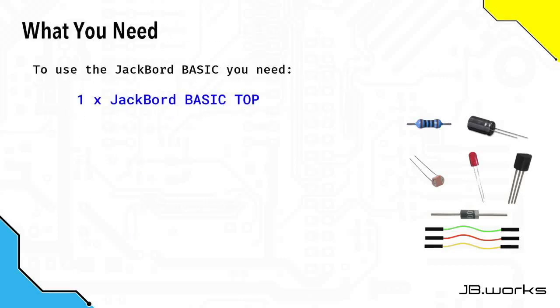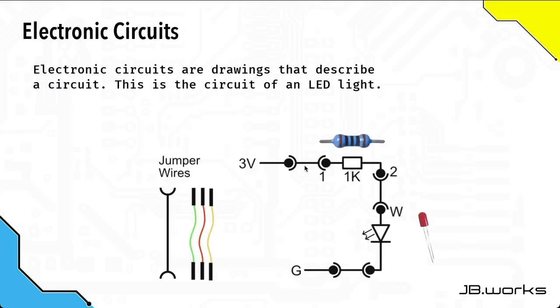For this video, all you need is one JackBord BASIC top. So essentially an electronic circuit is made up of electronic components, which are these two, and you have wires that join them together in specific ways so that they will do specific things. This particular circuit will just turn on an LED when you apply 3 volts to it. That's what this circuit does. And this is a circuit diagram, and these are electronic components, in this case a resistor and an LED.